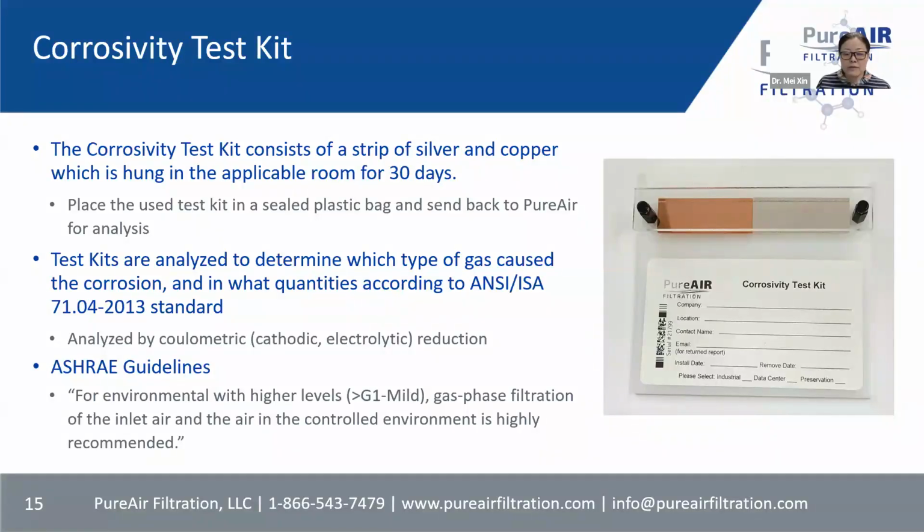Another note is that a lot of the time we receive coupons returned from the customer site without a removal date. A lot of the time, after communication, if we can't figure it out, the corrosion rating is calculated based on a 30-day test interval, so we assume it's a 30-day interval.